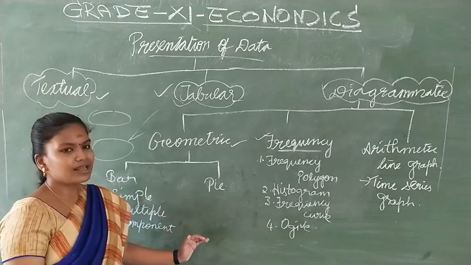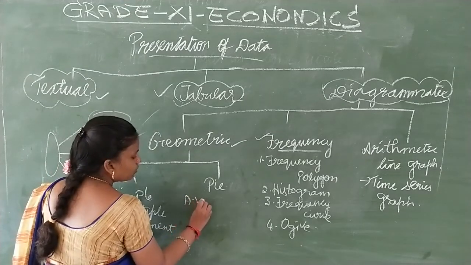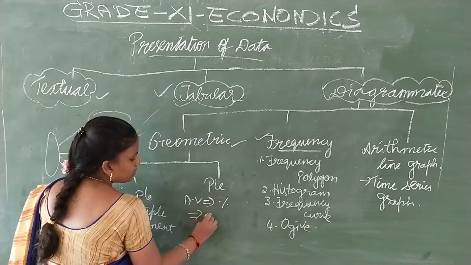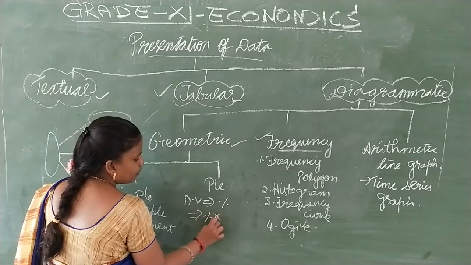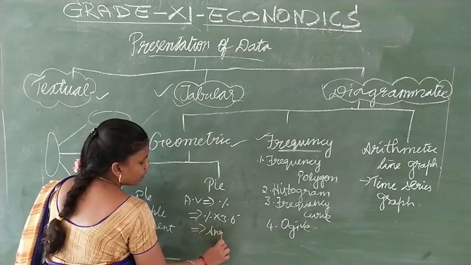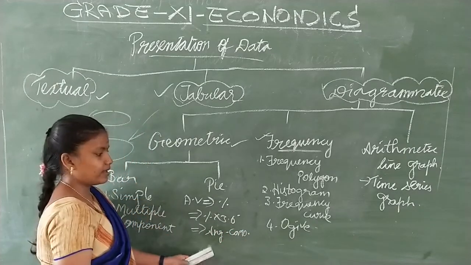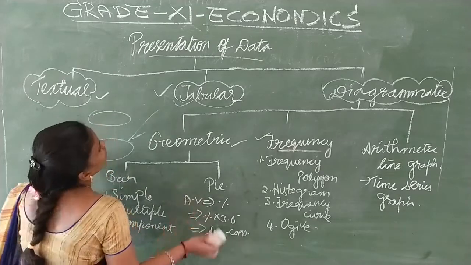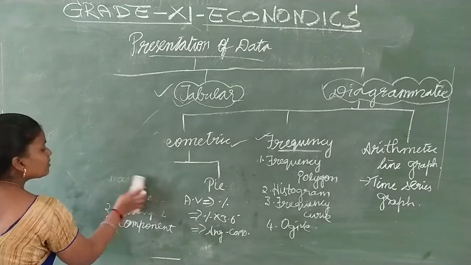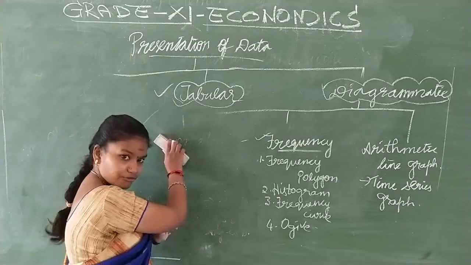Then you can put it like an equation: actual value, okay, actual value converted into what? Percentage, and then percentage multiplied by 3.6 degrees gives you what? The angular component. You can mention it like that. So at the end of the day, when you just go through it, it will be very easy for you to understand what is in the topic. I want you to do that without fail.